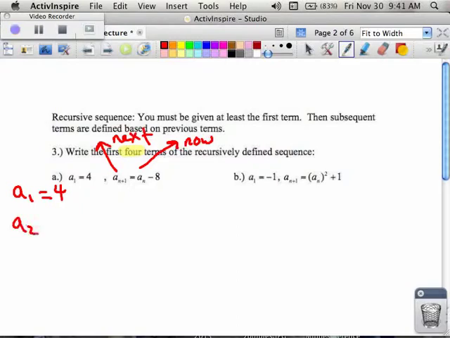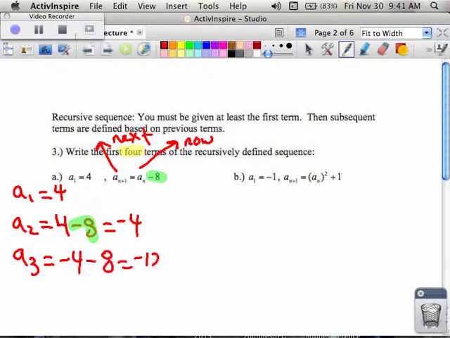So a sub 2 is going to be 4 minus 8. Or in other words, negative 4. This thing right here, minus 8, is occurring right there. The 4 was because that's what you needed to start with to get to the next number. If I want the third term, Joe, please stop. I take the current one that I have. What's the current number? Negative 4. And what do I do to it? Subtract 8. So now I'm at negative 12.